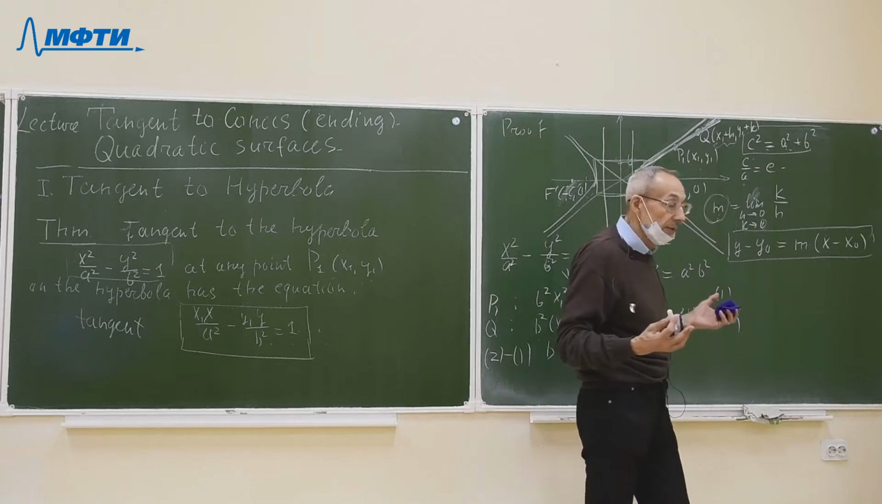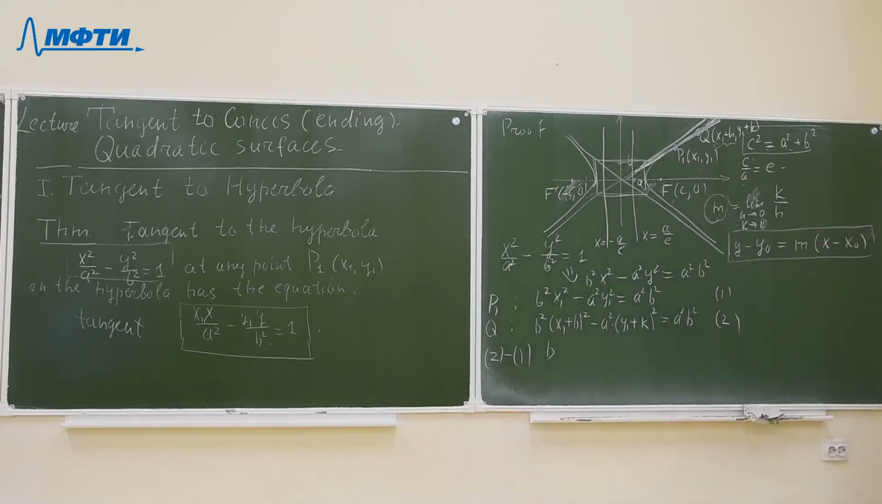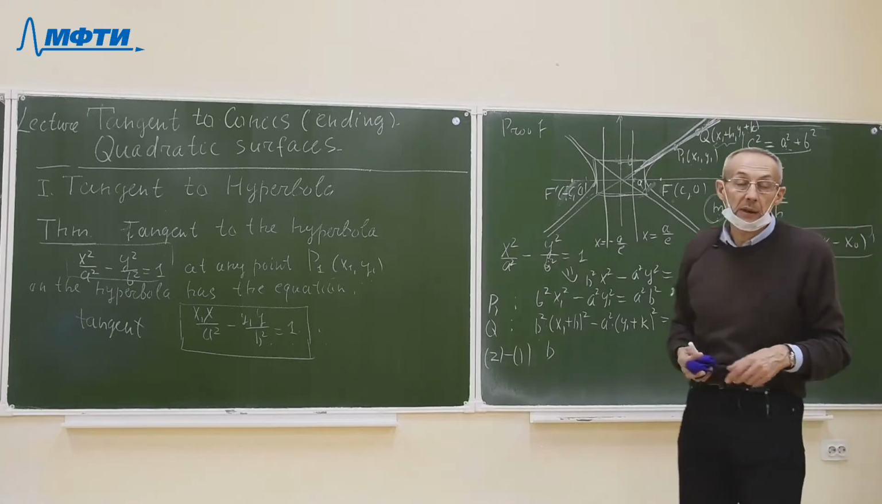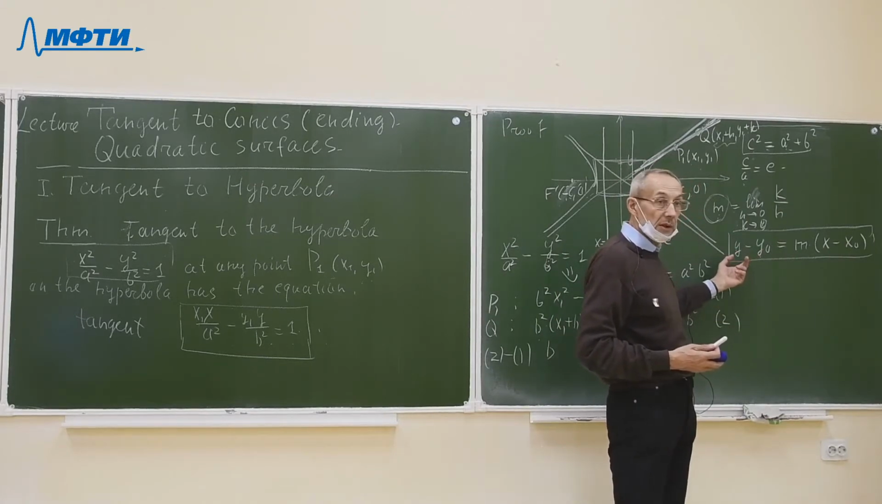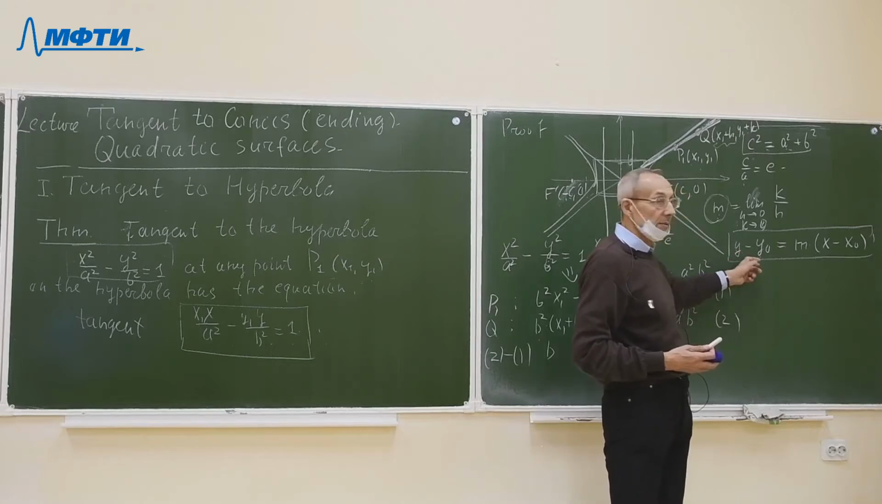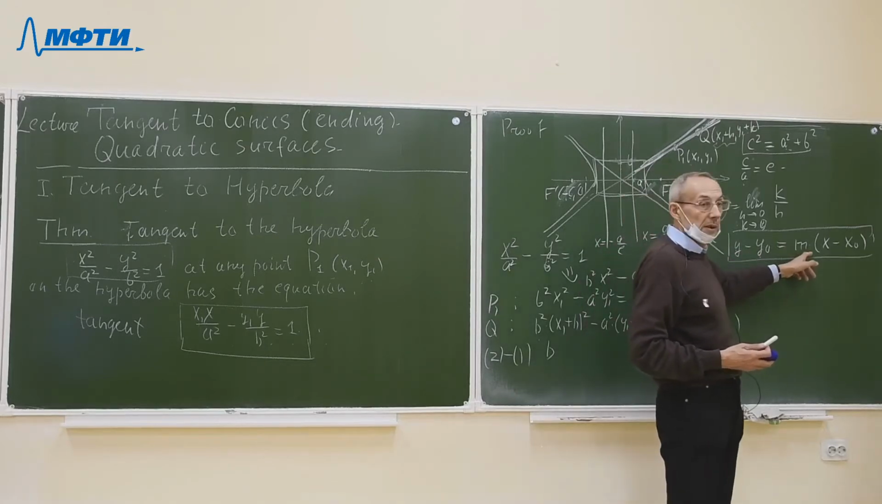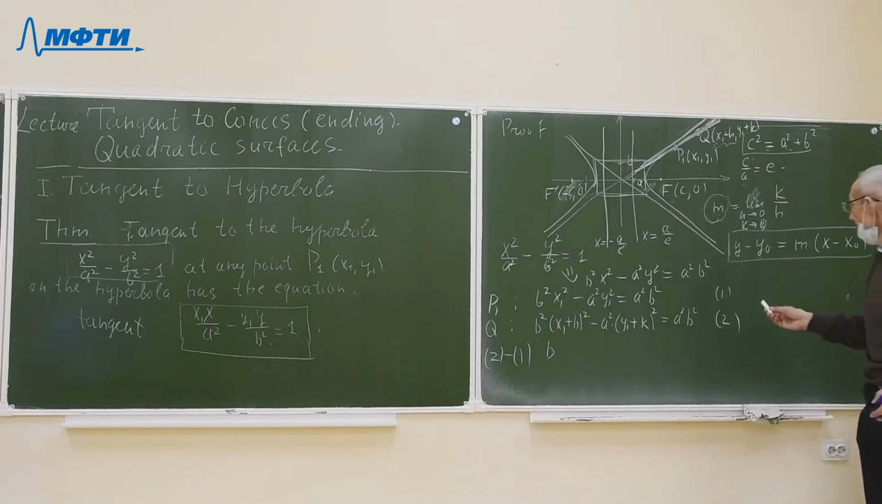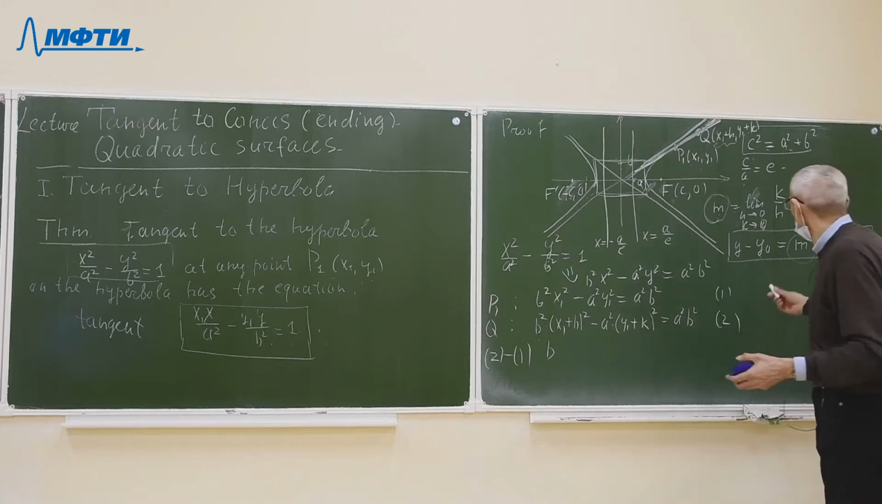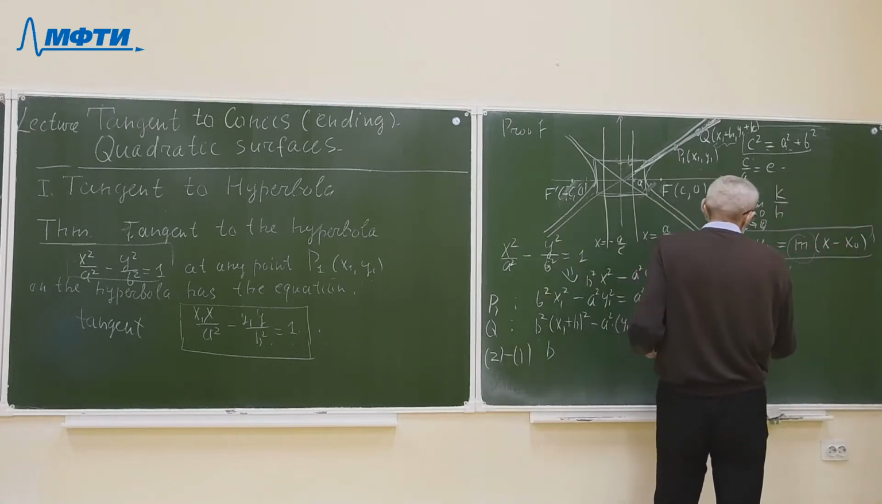We have the general form of the straight line which passes through the point with coordinates x0, y0, if this straight line has the slope m. The equation of the straight line is y minus y1 is equal to m times x minus x1. And our goal is to obtain the exact value for m.